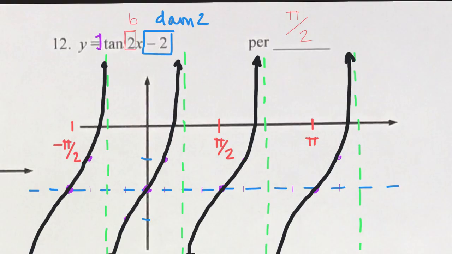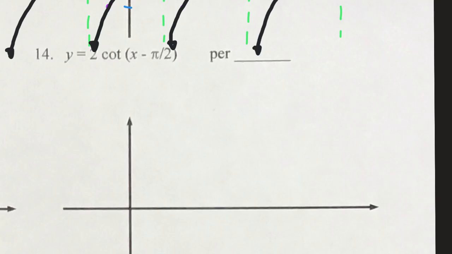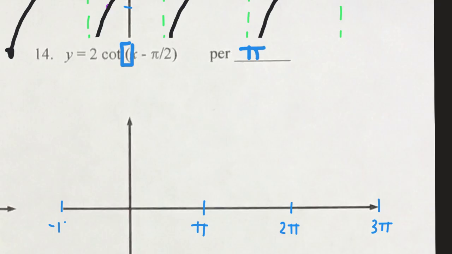Okay, let's look at our next one, which is a cotan graph. Okay, so cotans are done differently. They have the same rules, but in a slightly different order. Okay, period. We always start with a period. We have a b value of 1, so our period is pi. So on our graph, we come over an arbitrary amount, and we put pi, and then 2 pi, and if we can fit it, we can put 3 pi, and negative pi on the left.